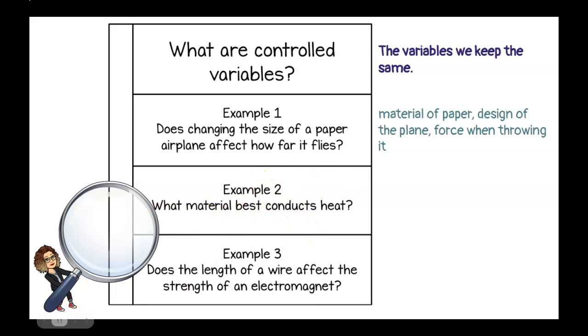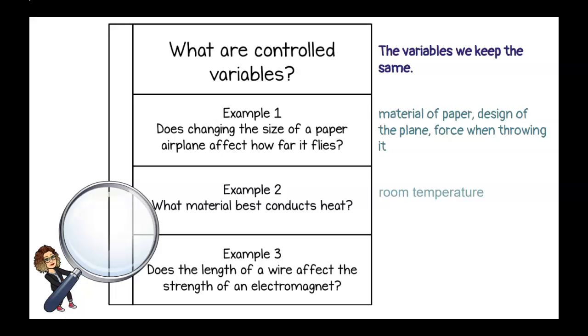Okay, what material best conducts heat? Well, what would we control? We would control the temperature, okay? We would make sure that every single time we're testing this material and does it conduct heat, the temperature in the room is the same so that it doesn't affect how something heats or cools.